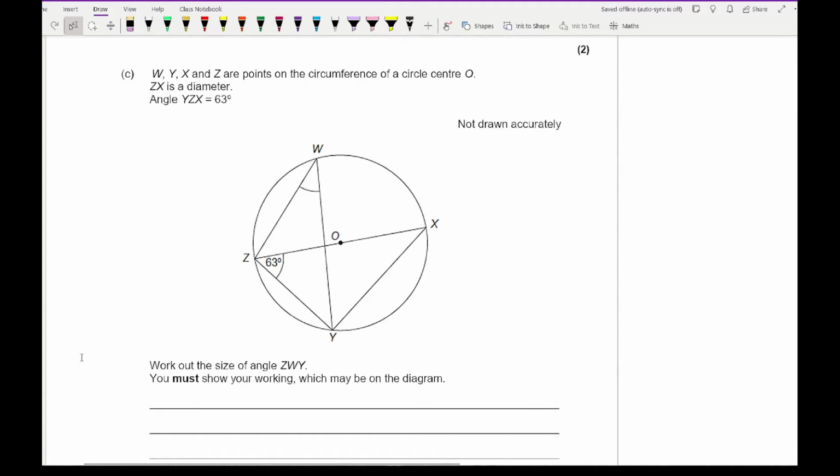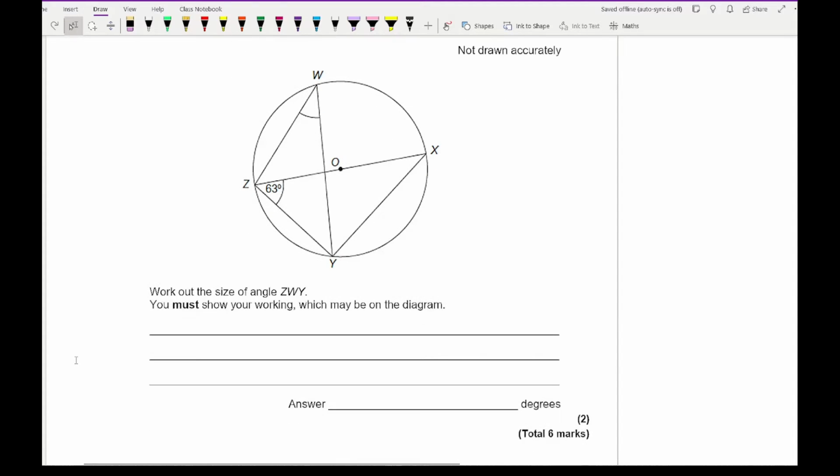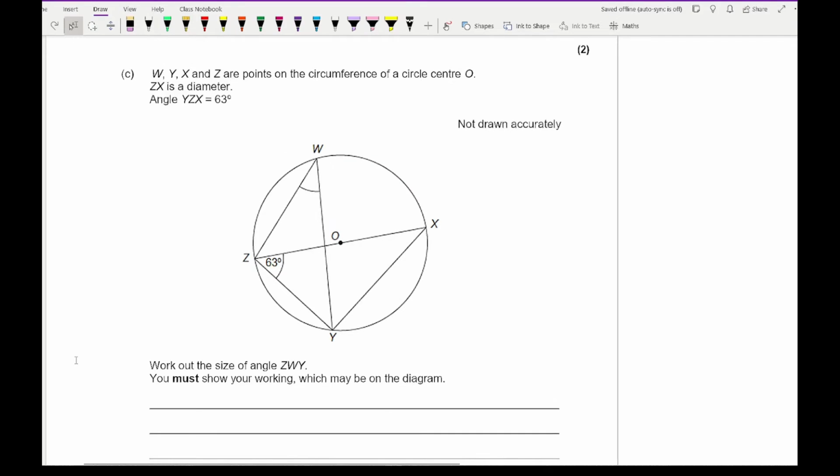Then for question C, it says W, Y, X and Z are points on the circumference of the circle centre O. ZX is the diameter. Angle YZX equals 63. Work out the angle ZWY. You must show your working out, and a lot of these circle theorem questions now allow you to show your working out on the diagram, which is a massive help. It just means that you don't have to have the correct notation in terms of writing that down.